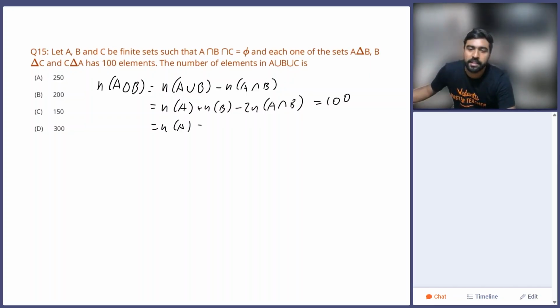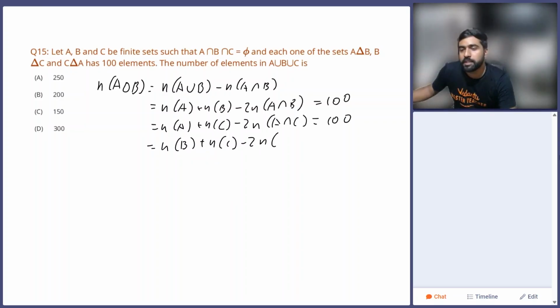Similarly, n of A plus n of C minus 2 times n of A intersection C is also equal to 100. And similarly, n of B plus n of C minus 2 times n of B intersection C is also given to you as equal to 100.